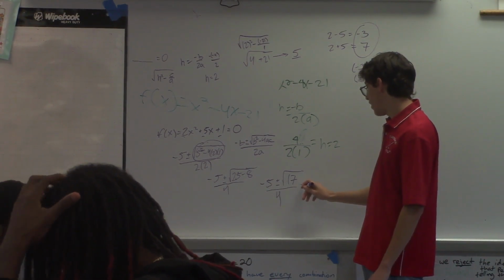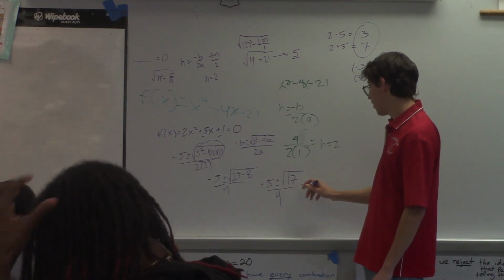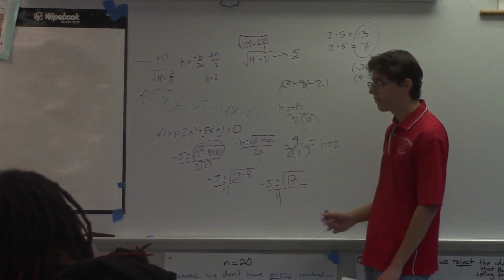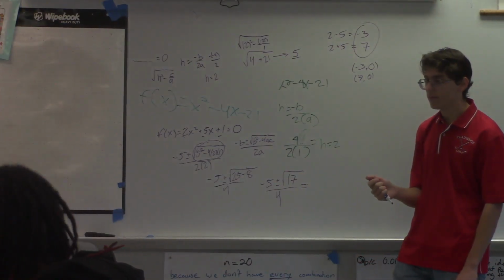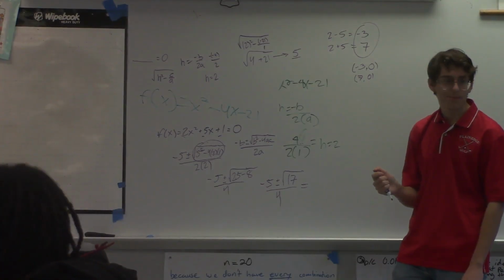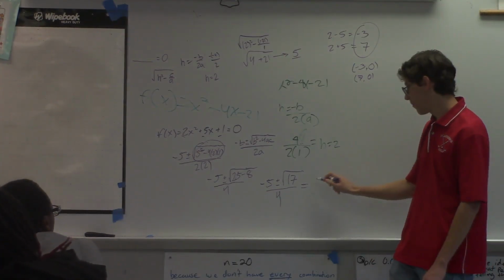And then these are equal to, remember, what do these numbers represent? What were we solving for? X intercepts.